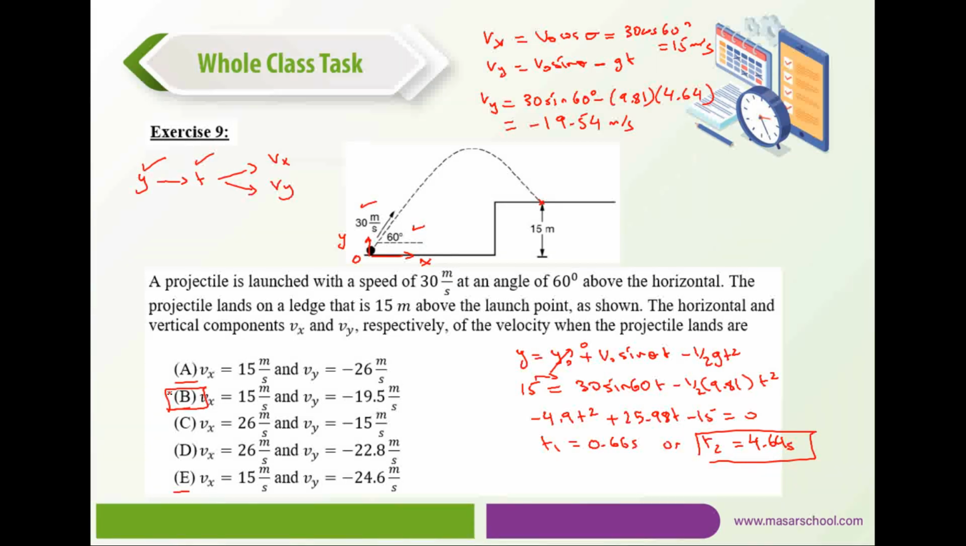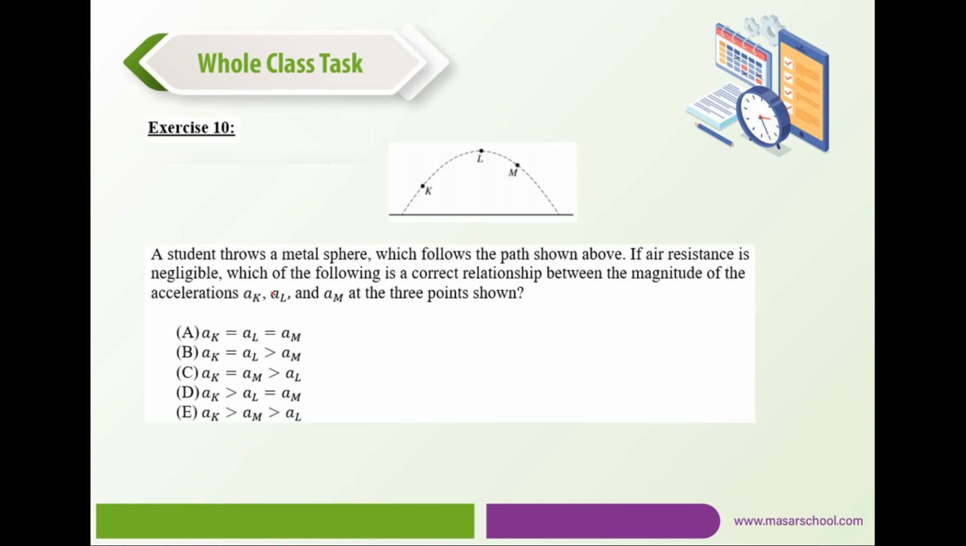Now exercise 10. A student throws a metal sphere which follows the path shown above. If air resistance is negligible, which of the following is the correct relationship between the magnitudes of the accelerations AK, AL, and AM at the 3 points shown? We know that along all points of the trajectory the acceleration remains the same, which is given by g.